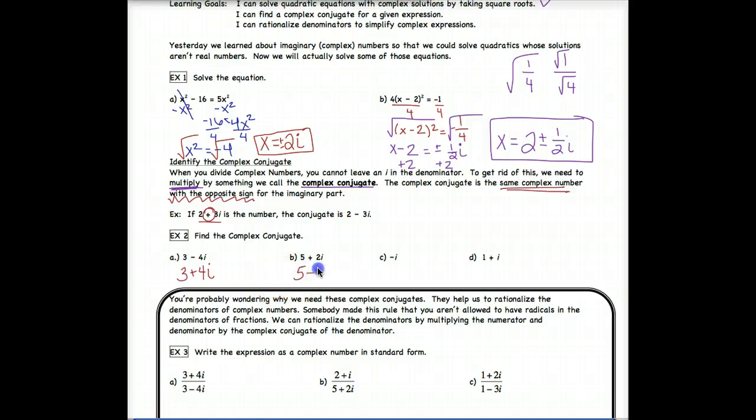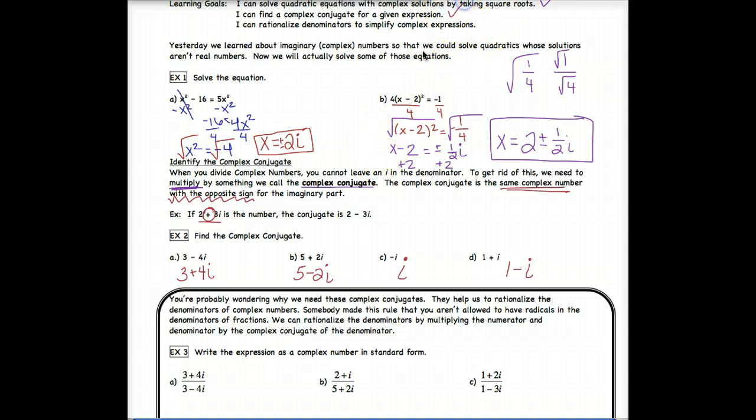Hopefully you said 5 minus 2i. C, there is no number in front. That's okay. I just need to change the sign on the imaginary part, so it's going to be positive i. Last one, you do it. What would the complex conjugate of 1 plus i be? The answer should be 1 minus i.